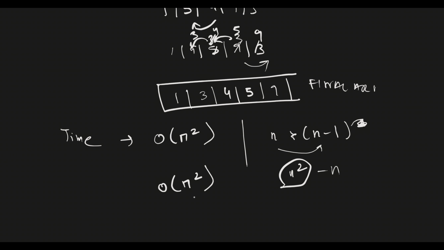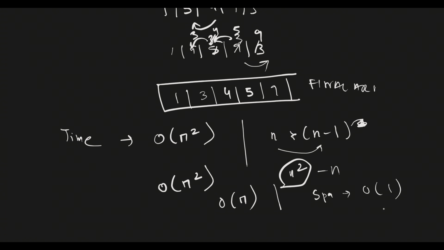But the best case time complexity would be when the array is already sorted, when the outer loop runs n times, whereas the inner loop does not run at all, because the comparison would fail in that case. So the complexity would be linear, which is big O of n. In space complexity it would be constant, big O of 1, because we are not utilizing any extra array or any extra space.